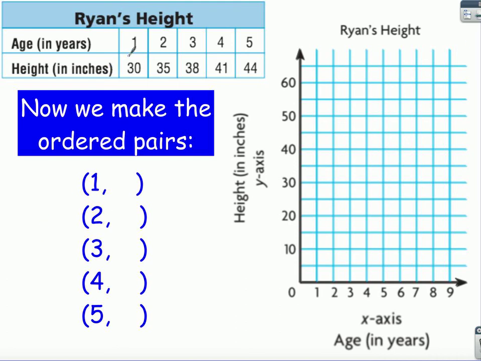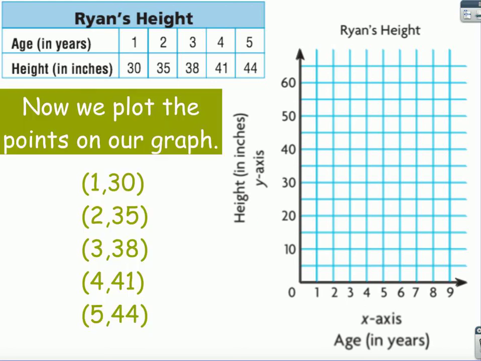The first one on our X, so when he was 1 year old, how tall was he on his Y? It looks like 30. So the first point would be 1 comma 30. The second point would be when he was 2, he was 35 inches, so it would be 2 comma 35. The third one would be 38 inches, so 3 comma 38. The fourth one was 41 inches, 4 comma 41. And the fifth year was 44 inches. Alright, so after we've done that, now we can start putting the points on our graph.